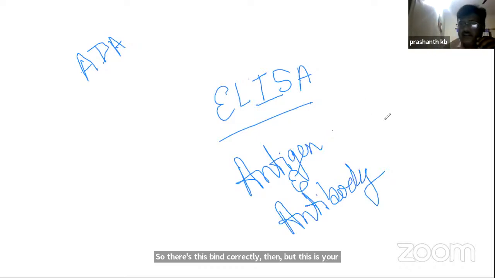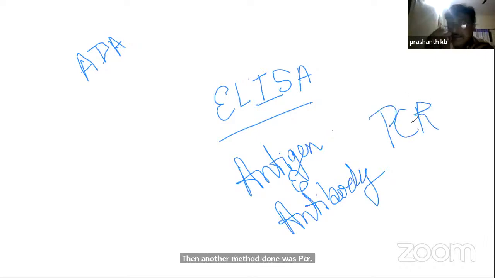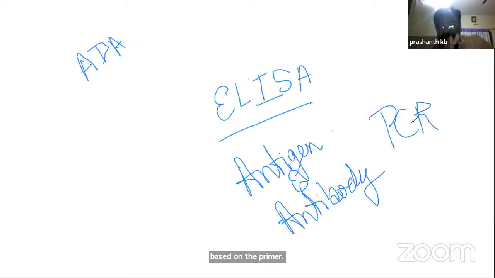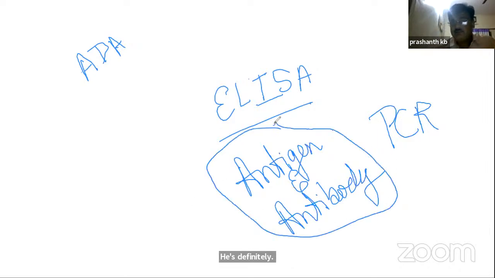Then another method done was PCR, polymerase chain reaction. In yesterday's class only I explained the PCR technique. Okay. Here, what is the principle? They are not given in the textbook, but I will say amplification of the desired gene based on the primer is the principle. Don't write these things. It is not given in the textbook. Only ELISA they have given in detail. 1 mark or 2 marks question. ELISA principle is very important.